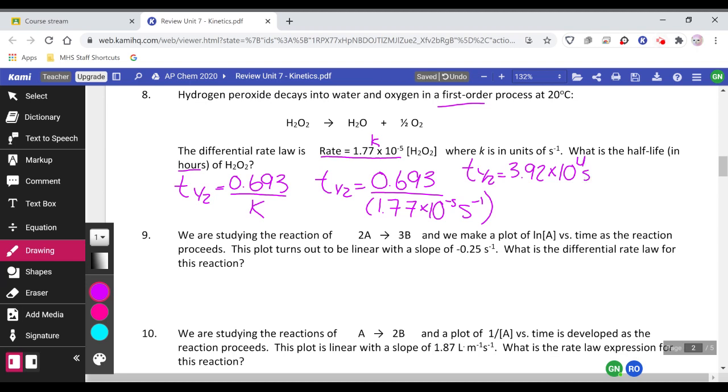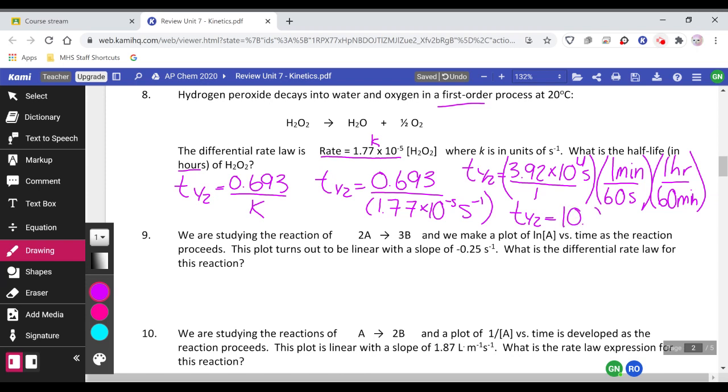Okay, so I went ahead and set up my dimensional analysis, changing this to hours. So we have 1 minute, 60 seconds, and then we have 1 hour, 60 minutes. And so I get a final answer of t sub 1/2. The half-life is 10.9 hours.